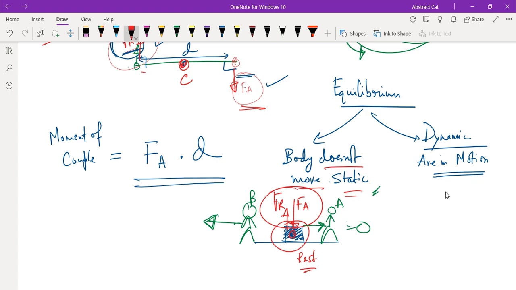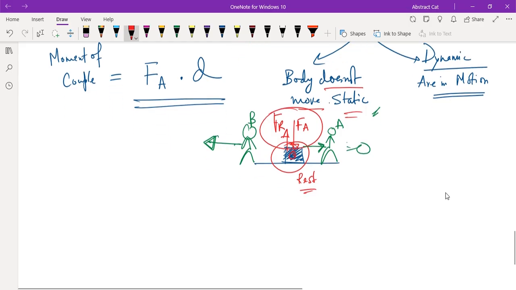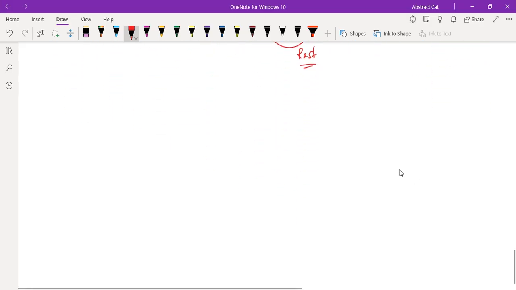Next, we discuss another principle: the principle of moments. The basic concept: what is the principle of moments?